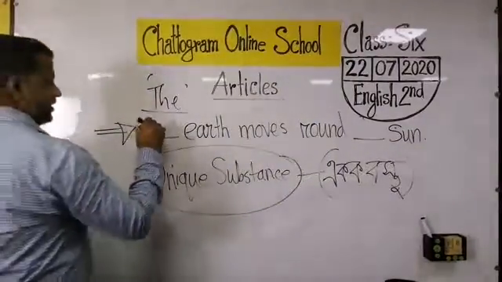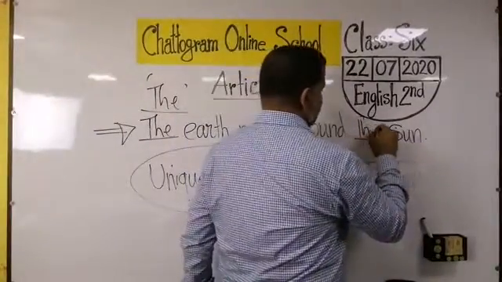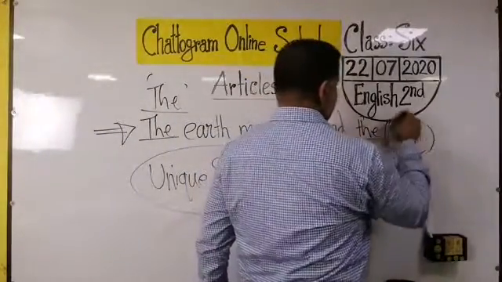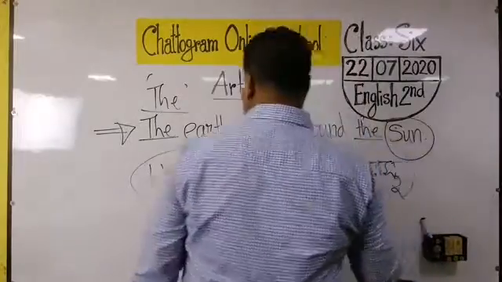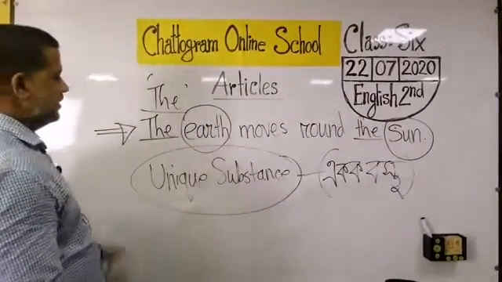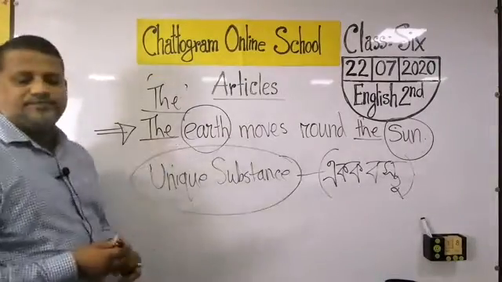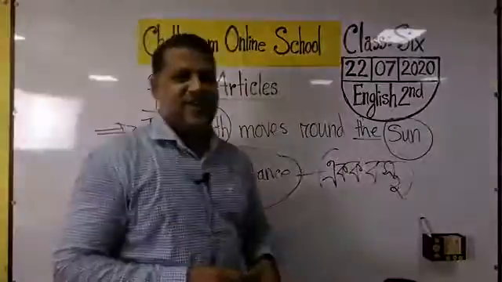So it is "the earth moves around the sun". Sun is a unique substance. Earth is a unique substance. So you have to use "the" before them. Very easy, right?